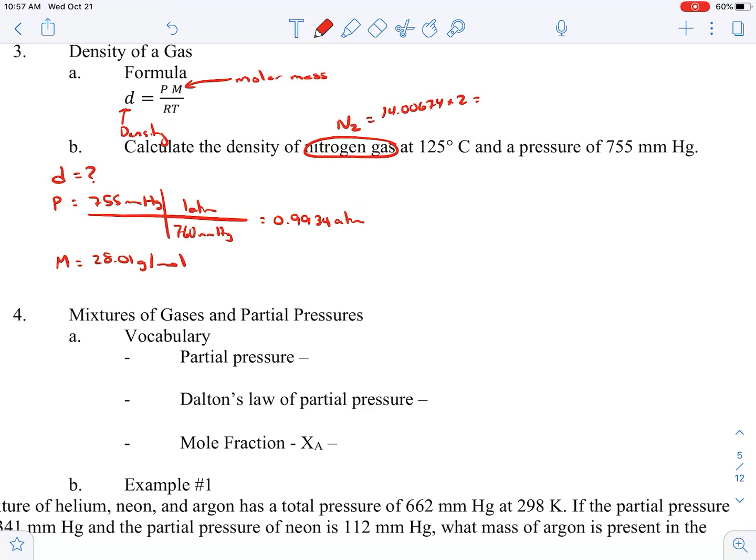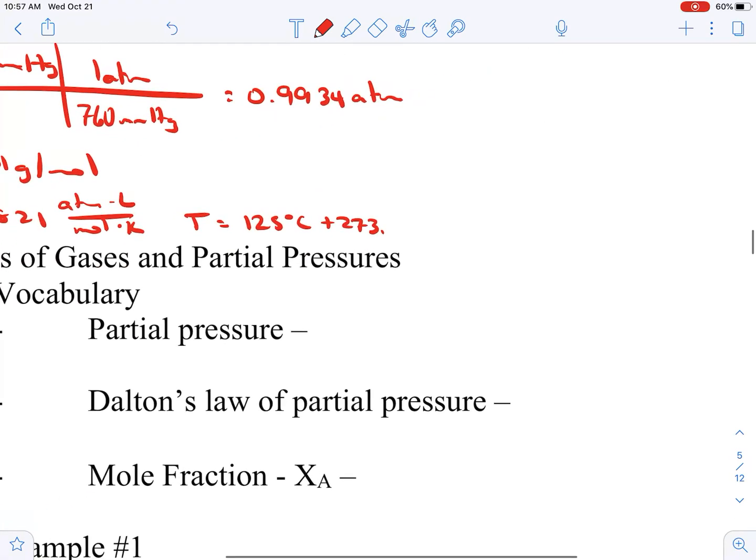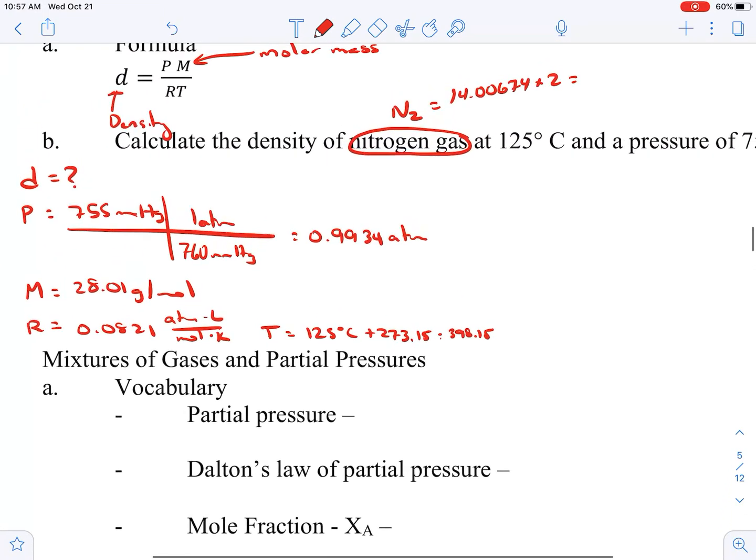Then we have R. Since we're in atms, we're going to use 0.0821, and that's atm·L per mole·K. Last but not least is our temperature, 125 degrees C, but we need to take that to Kelvin, so we add 273.15. Sorry, I was getting real small there. This will be 398.15. Okay, so now we're ready to plug everything in.